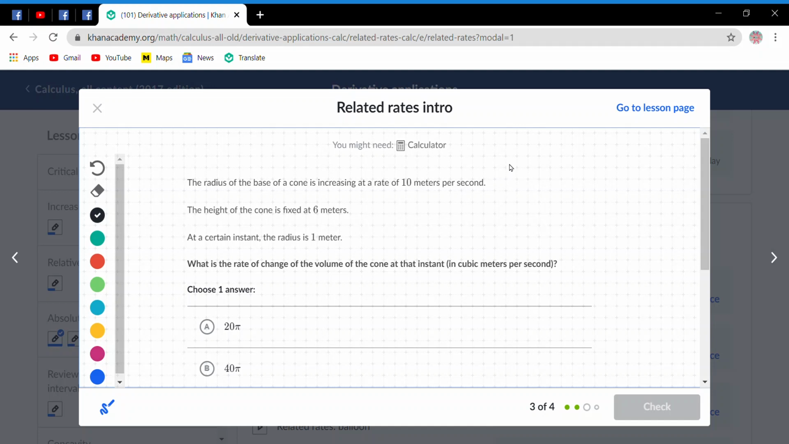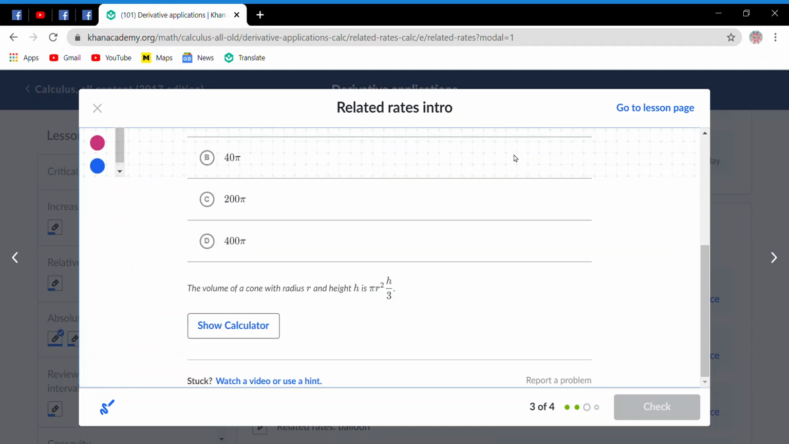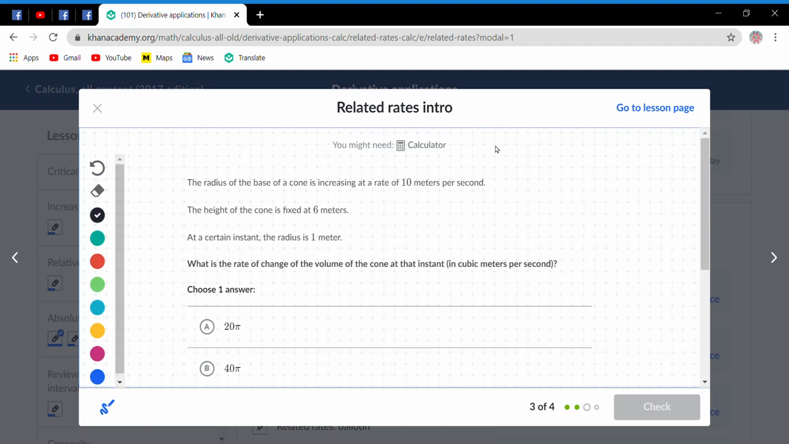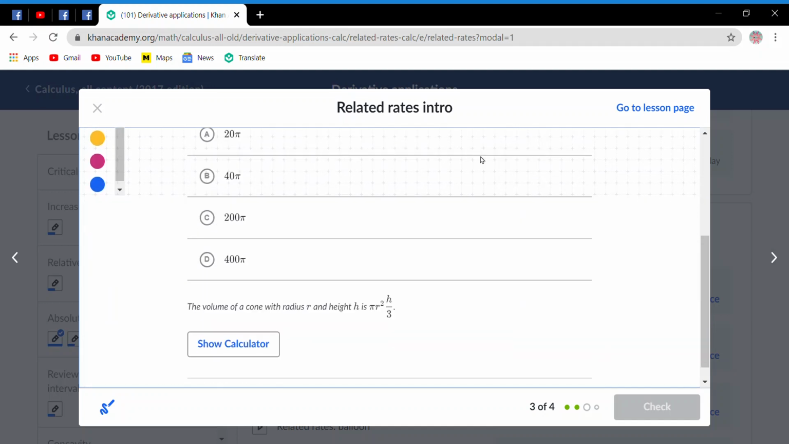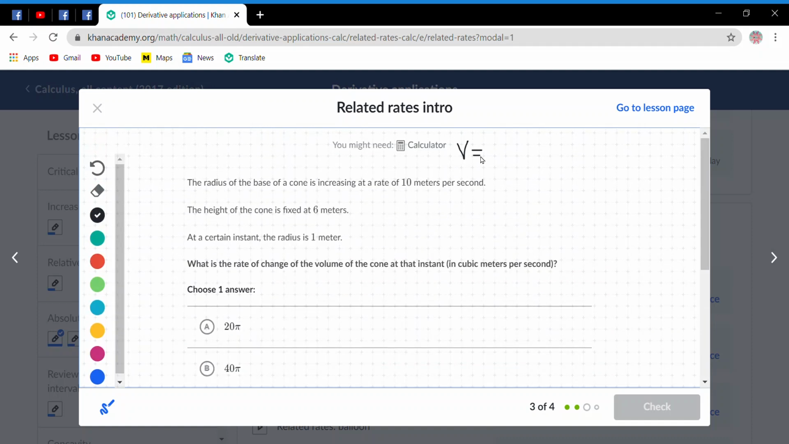So we know that the volume of a cone with radius r and height h is this. So first let's see this. Let's say V equals the volume of the cone. This is equal to pi r squared h over 3.